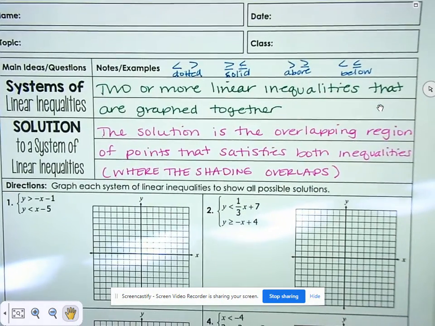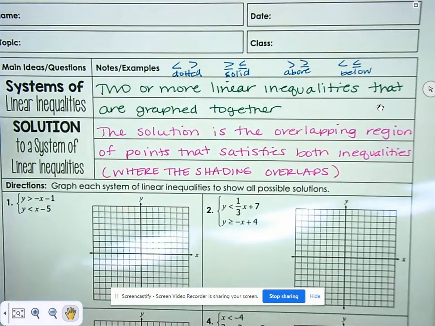Obviously, we always start with our vocabulary here. So the system of linear inequalities is going to be two or more. We will do two for y'all when y'all move on to higher math. Sometimes there's three, and in some of our examples and word problems that we're going to do later, there are three or four. But two or more linear inequalities that are graphed on the same graph together, okay? And then the solution to that is the fancy terminology. So the solution is the overlapping region of points that satisfies both inequalities. Basically, y'all, it's where the shading overlaps.